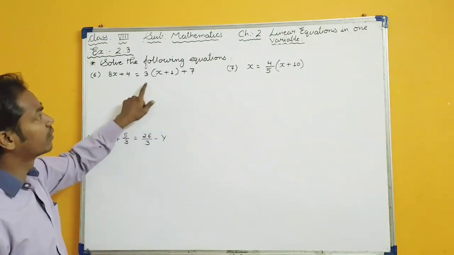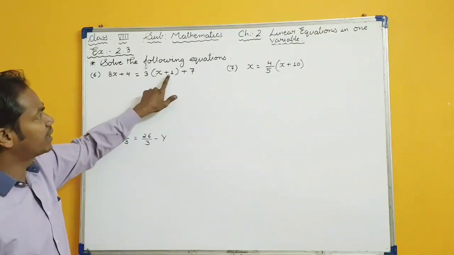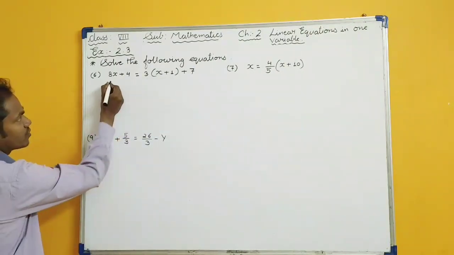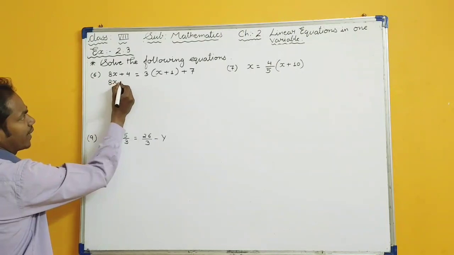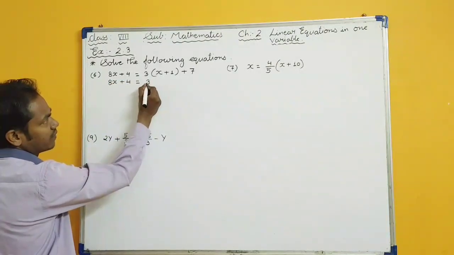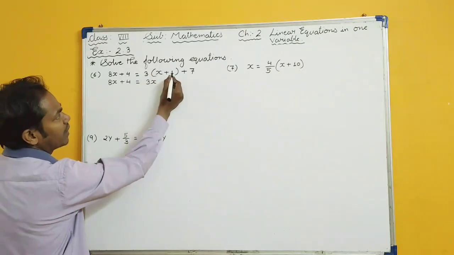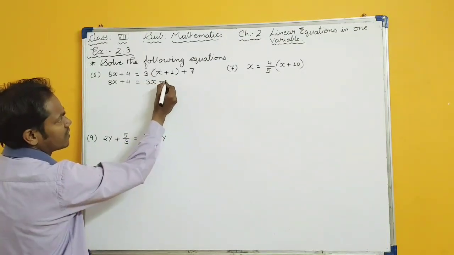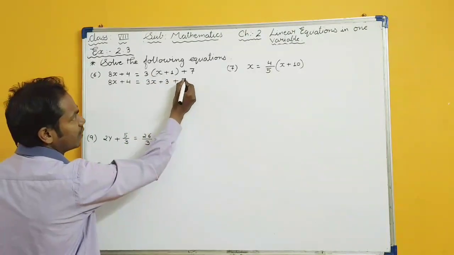This is your distribution. 3 multiplied by x and 3 multiplied by 1. So first of all, we will open bracket. 8x plus 4, 3 multiplied by x, 3x, and 3 multiplied by plus 1, so 3.